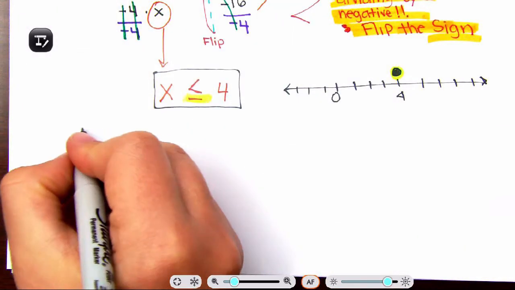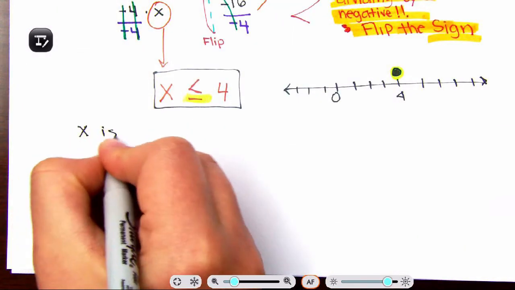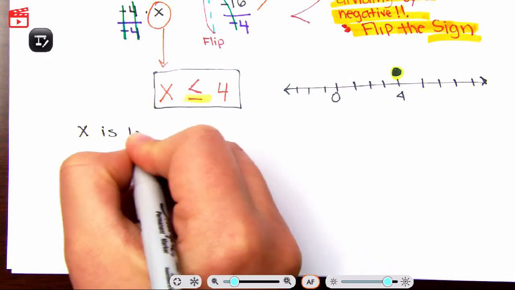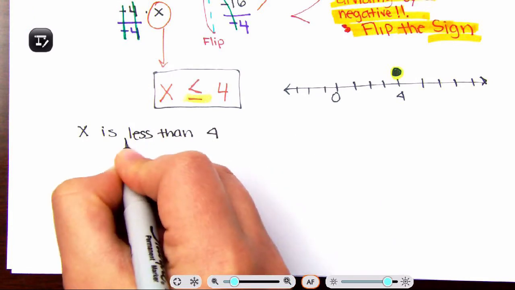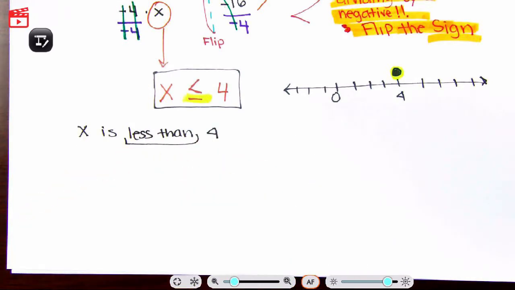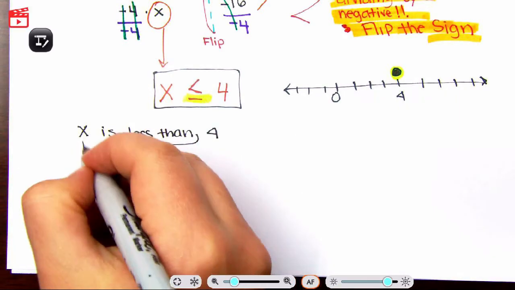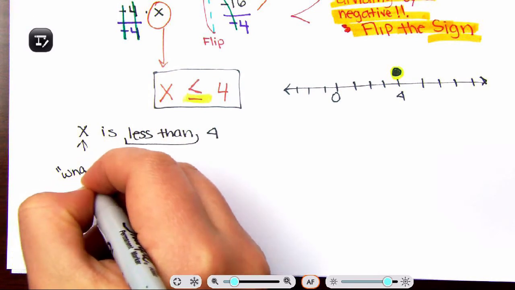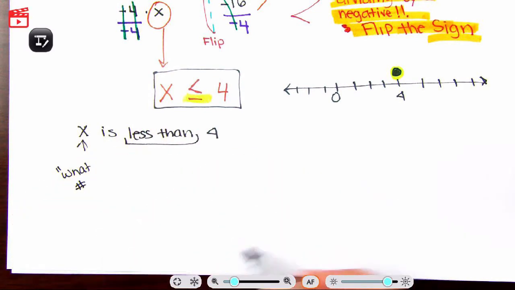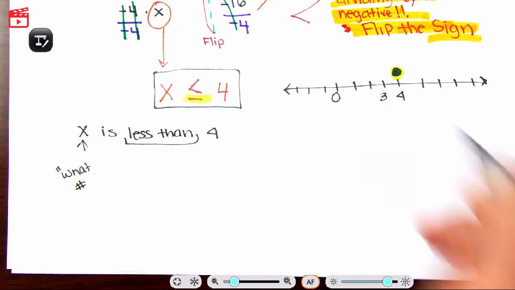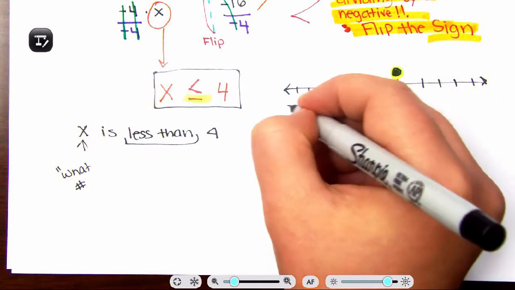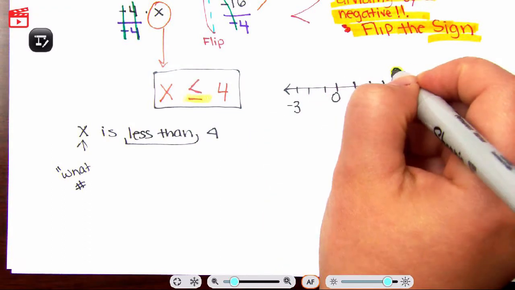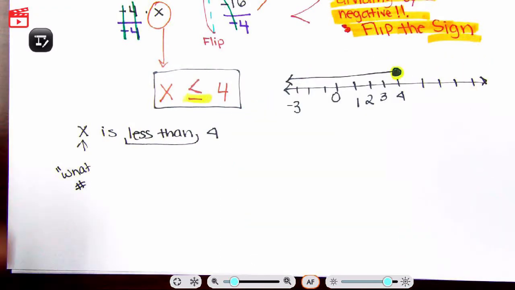Well, let's translate this. X is smaller, so less than 4. So we want x is less than 4. So what numbers are less than 4? Well, 3 is less than 4. 2 is also less than 4. 1 is less than 4. Negative 3 is less than 4. So we have to go to the left.